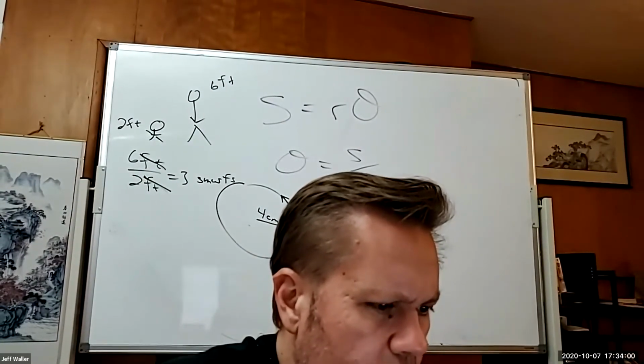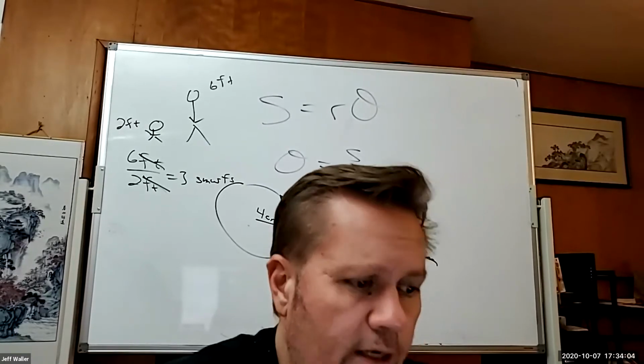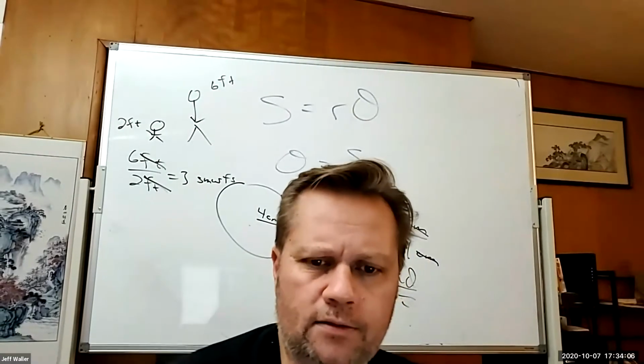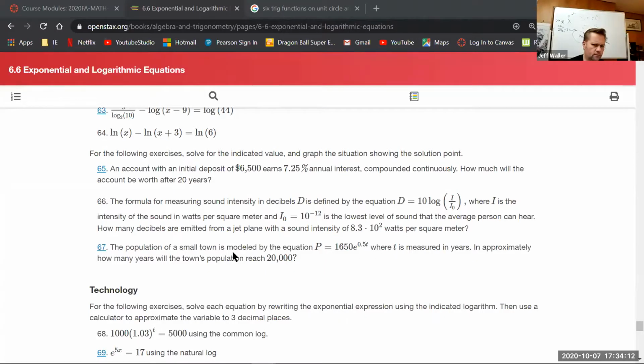So let's see. They give you the formula for decibels. I is the intensity of the sound in watts. They give you what I not is. It's 10 to the negative 12, the lowest level of sound that the average person can hear. I'm looking at the right problem, right? The one about decibels. Yes, 66. That's the one.